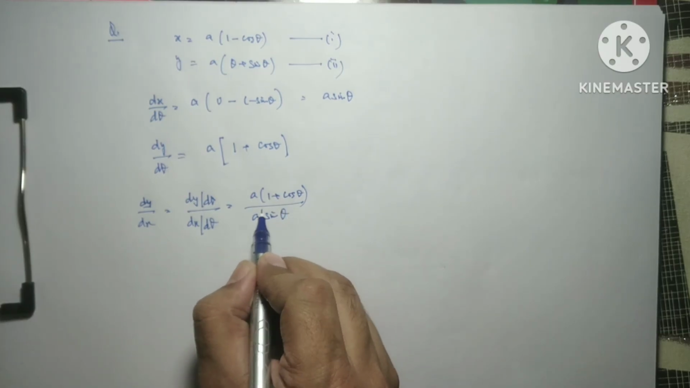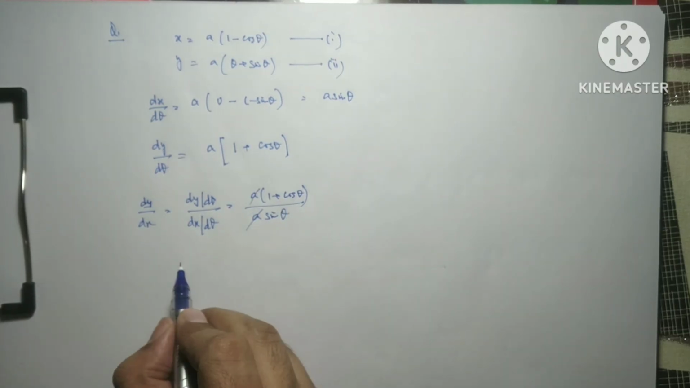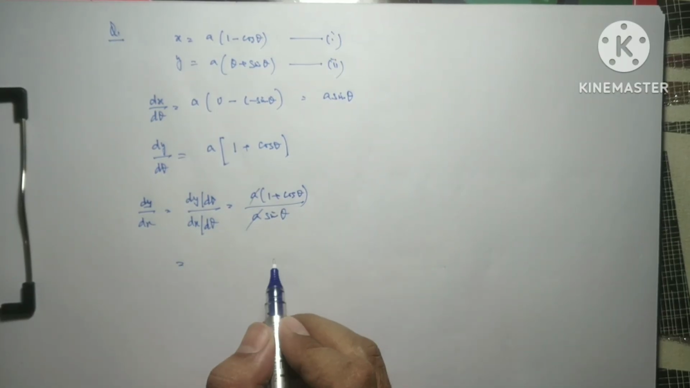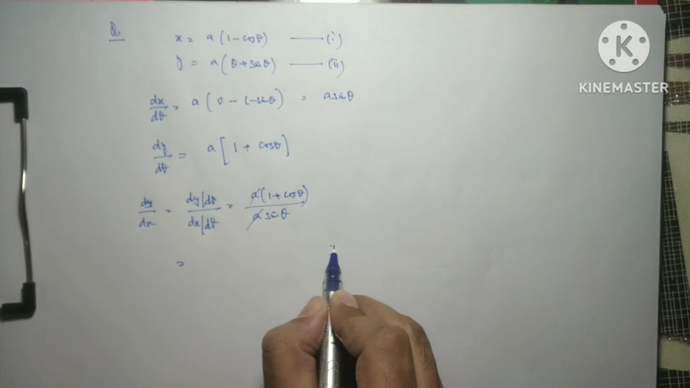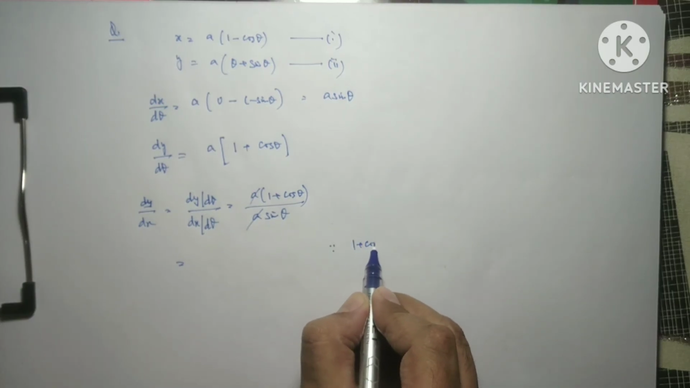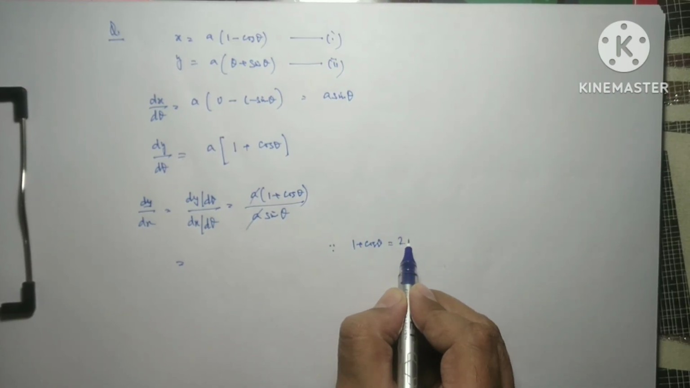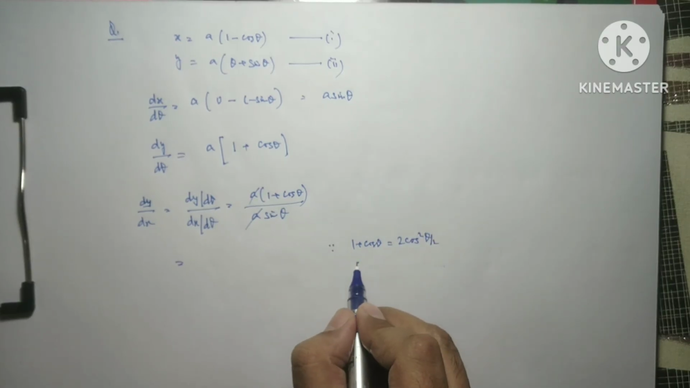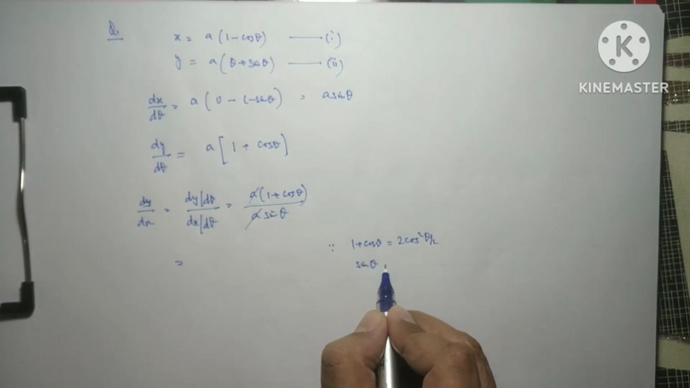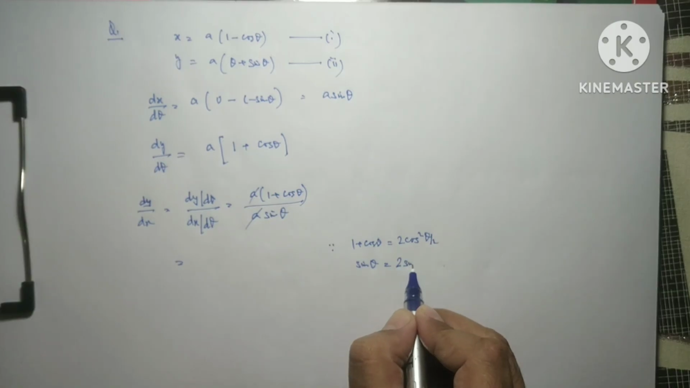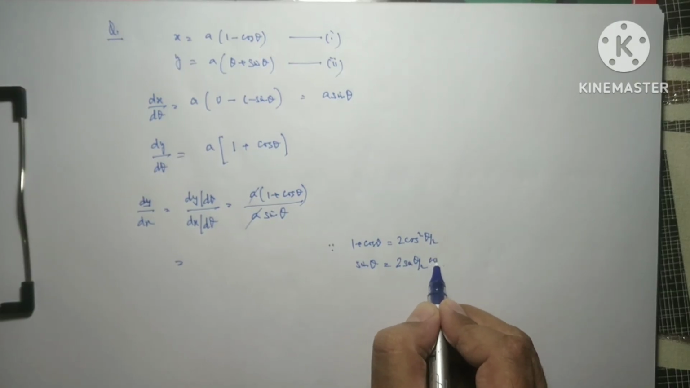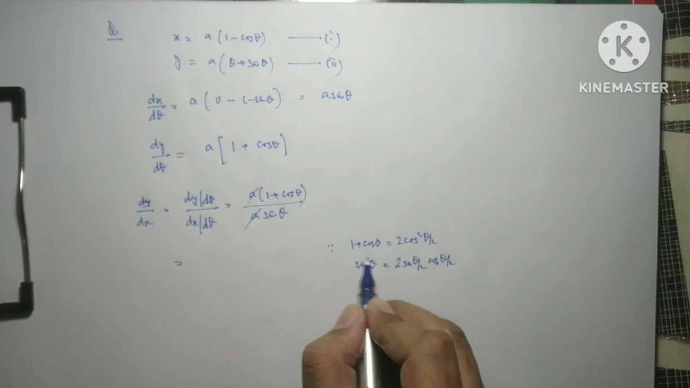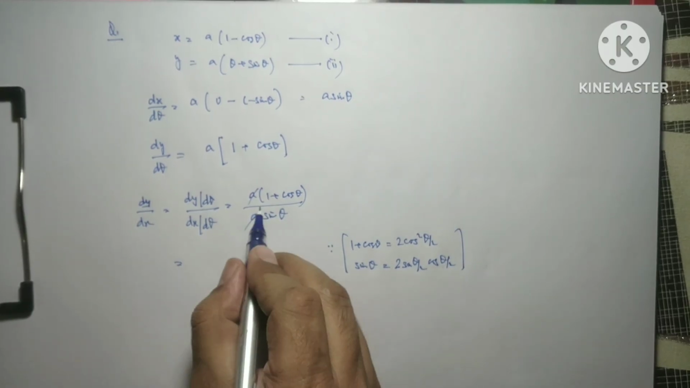So a cancels with a. So you get 1 plus cos theta over sin theta. As we know the half angle formulas, 1 plus cos theta is 2 cos square theta by 2, and sin theta in terms of half angle is 2 sin theta by 2 cos theta by 2. So these are the formulae we use.